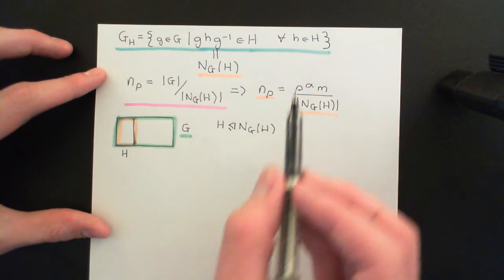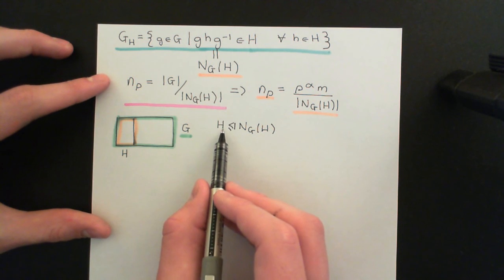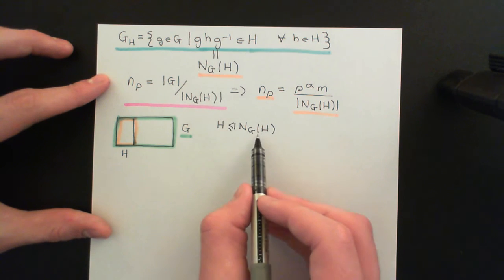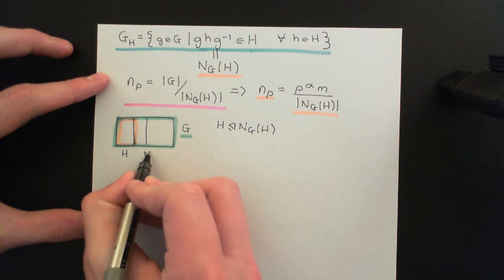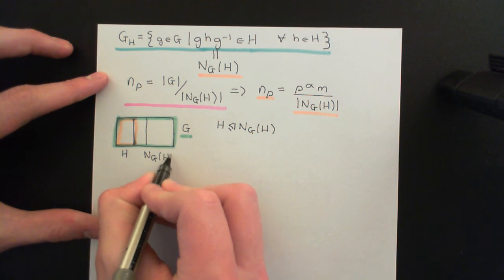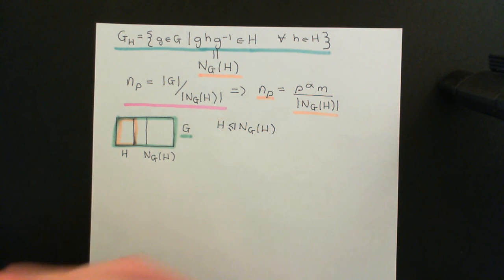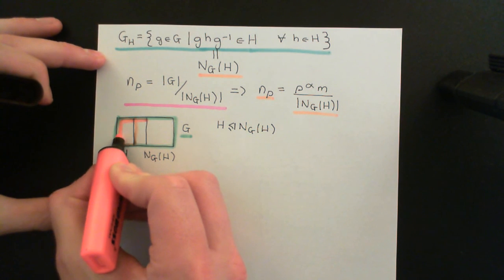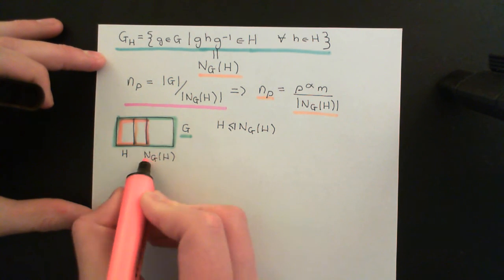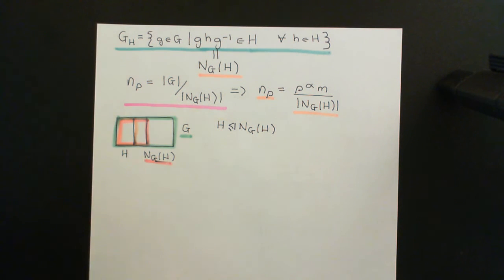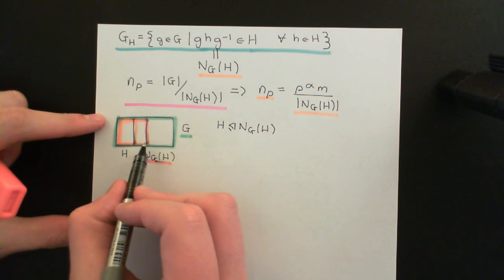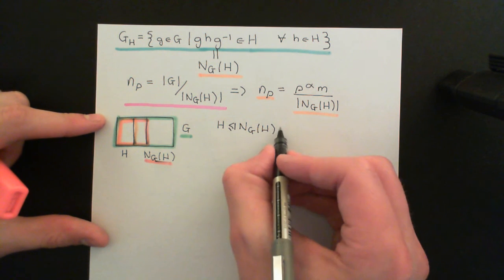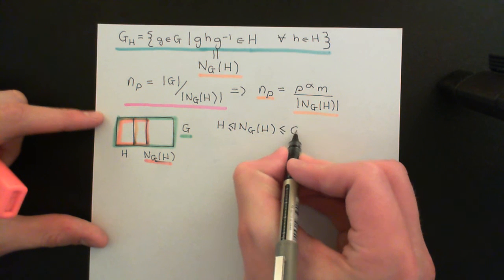Okay, so indeed all of the elements that are in capital H will be within the normalizer of capital H in G. So what I can do is draw on here the normalizer of capital H in G. Okay, and it will completely contain the subgroup capital H here. So I'll colour it in red there. So capital H is completely contained within the normalizer of H in G. Okay, and that means that capital H is a subgroup of the normalizer of H in G, which itself is a subgroup of capital G.